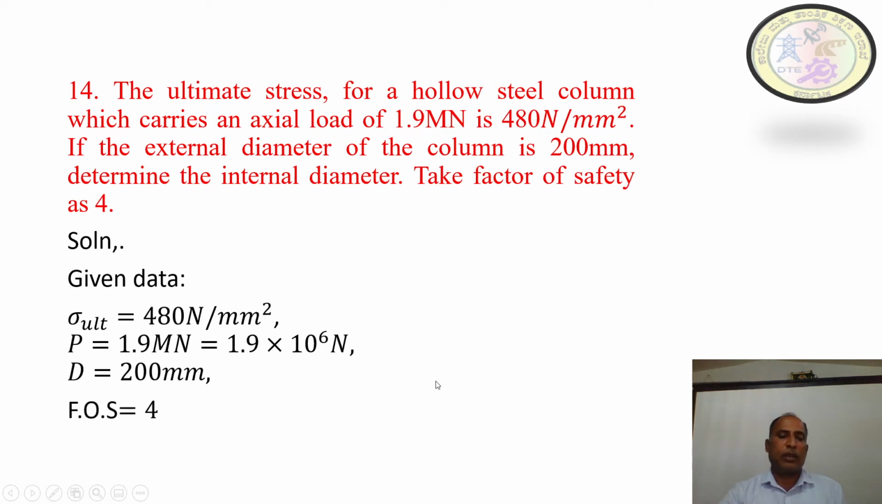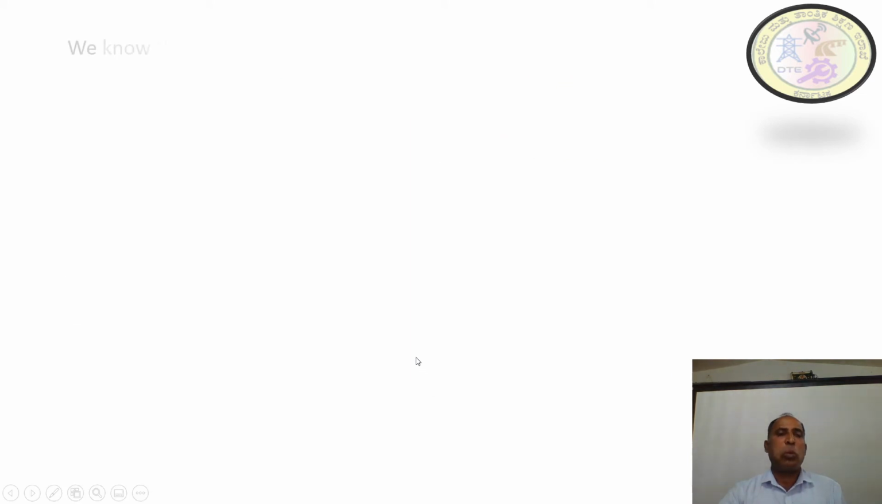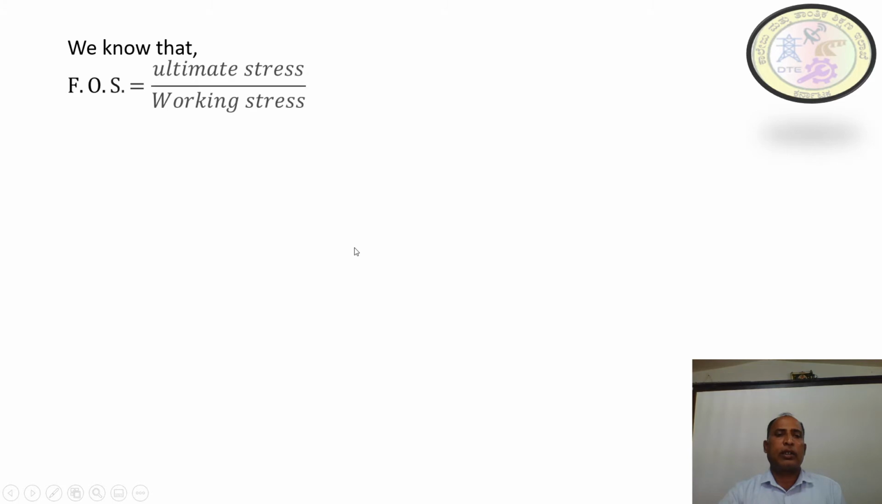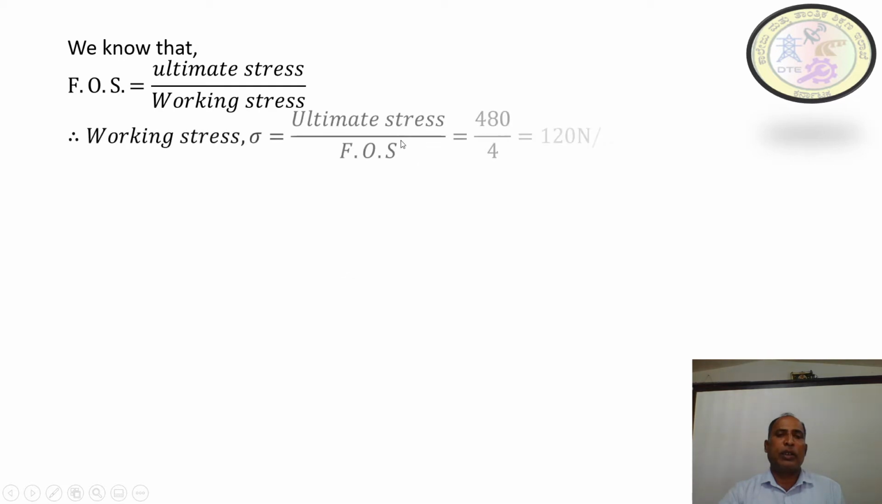As we know that factor of safety is the ratio of ultimate or the maximum stress to the working or the safe stress. So therefore, factor of safety is equal to ultimate stress by working stress. So therefore, working stress is required to calculate. Working stress sigma is equal to ultimate stress by factor of safety. You cannot use the ultimate stress directly as sigma.